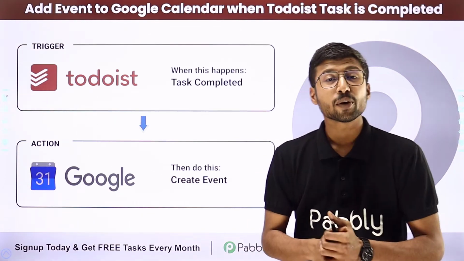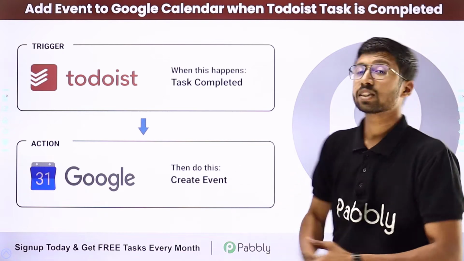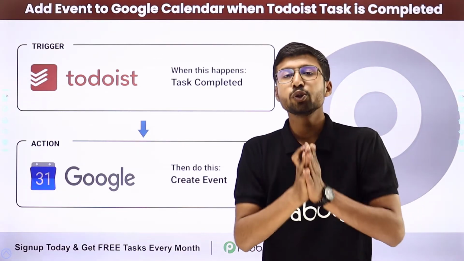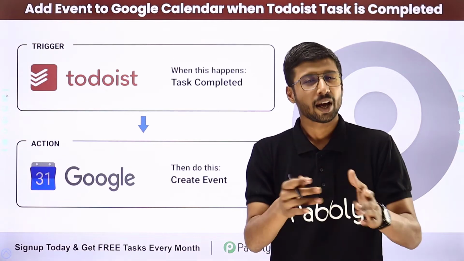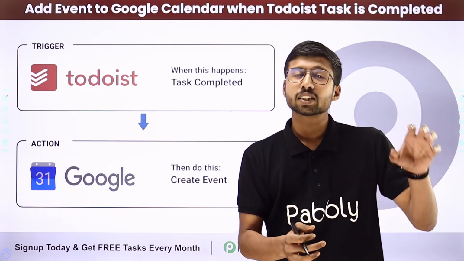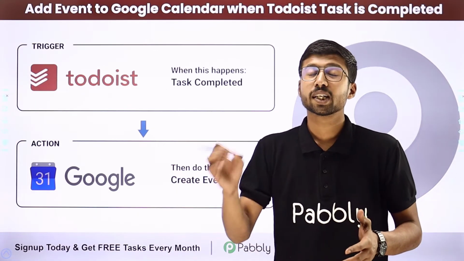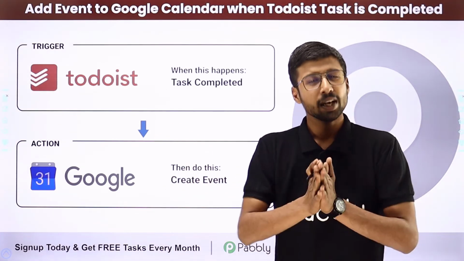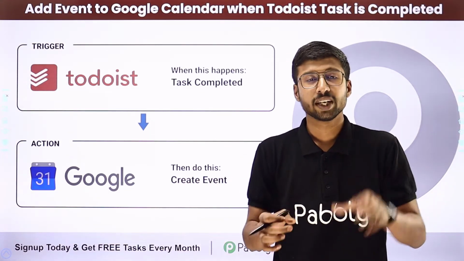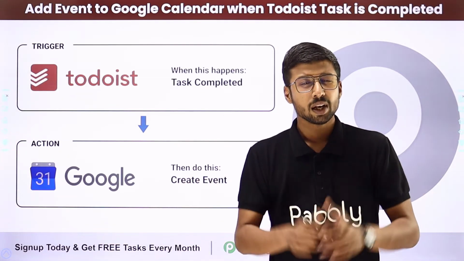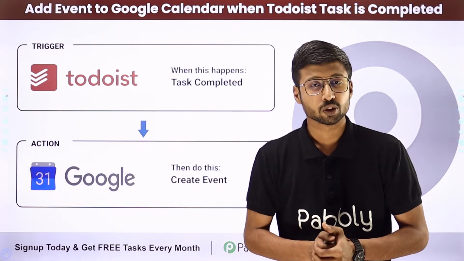So in this video, we are going to learn how to add events to Google Calendar when a Todoist task is completed. Suppose you use Todoist to manage all of your team related or work related tasks. And you want that whenever a new task is marked as completed in Todoist, you create an event for that completed task in Google Calendar. In this way, you can have a complete record of all the tasks with their completion date in your own Google Calendar account.